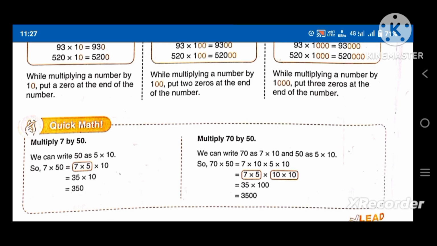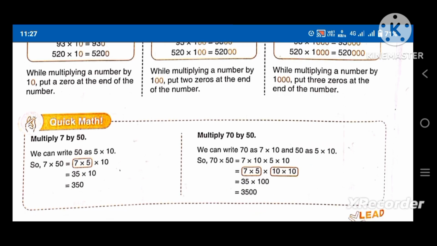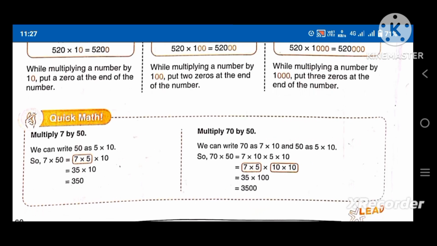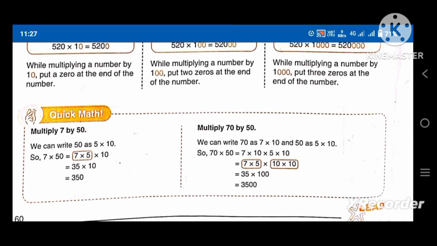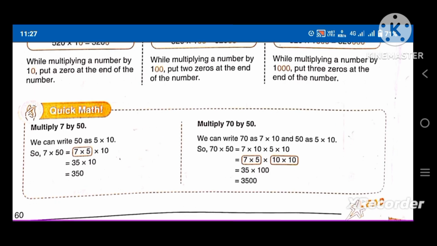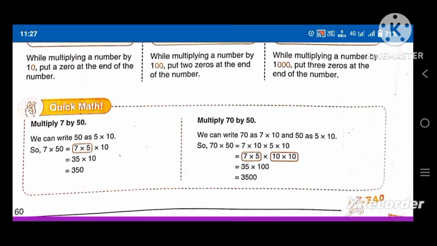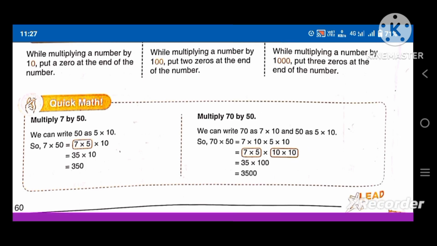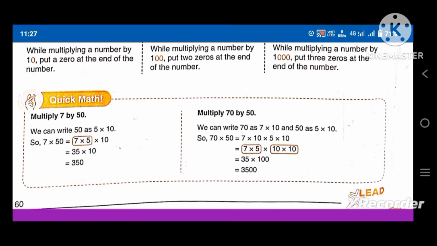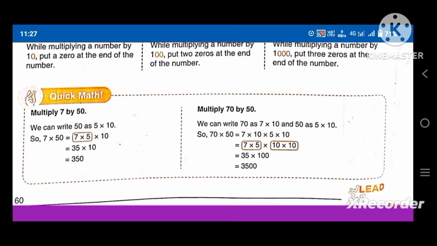Like this. While multiplying a number by 10, put a 0 at the end of the number. While multiplying a number by 100, put two zeros at the end of the number. While multiplying a number by 1000, put three zeros at the end of the number.